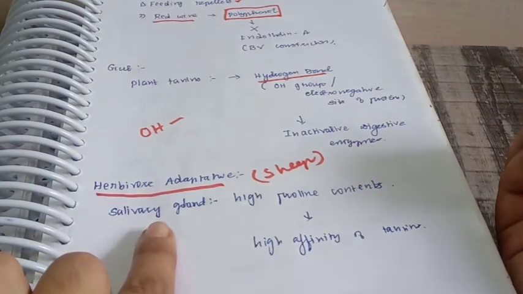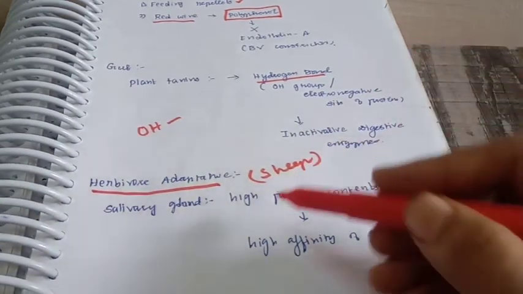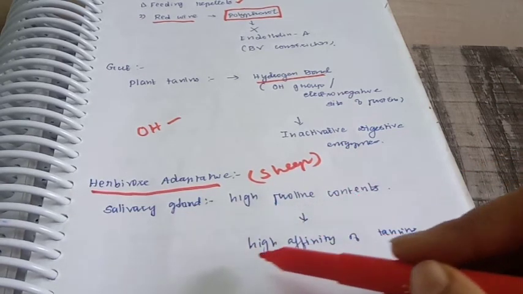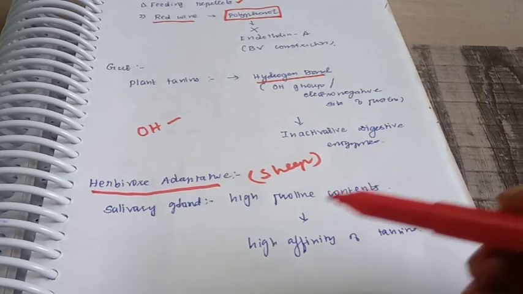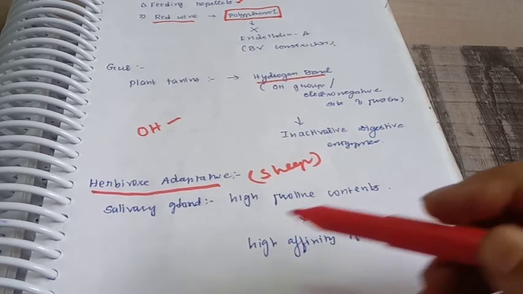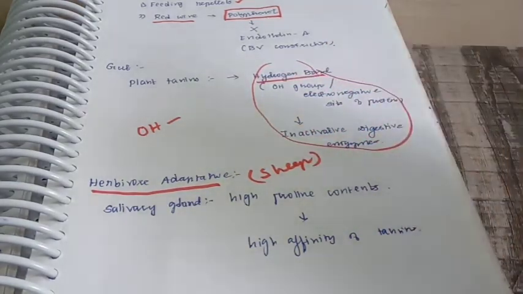The salivary gland of the sheep, for example, which is a herbivore, will have a high proline content. This high proline content will have a high affinity for tannin. As a result, the tannin gets inactivated, and they will dissolve all this bond formation of the tannin. Okay.